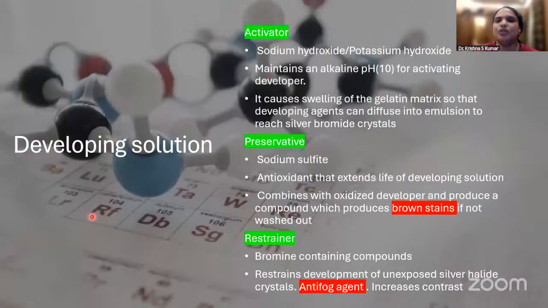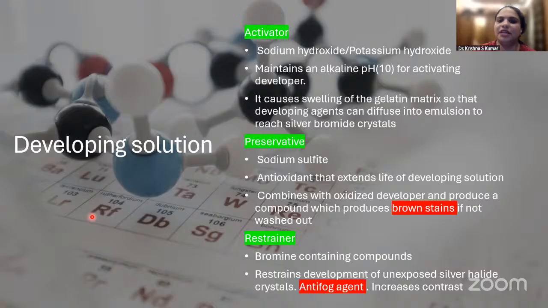So the developing solution is alkaline. Its alkaline pH is required for activation of the phenidone and hydroquinone, and it consists of sodium hydroxide and potassium hydroxide. It also causes the gelatin matrix, which contains the emulsion, to swell, and that will facilitate the chemical reaction between the emulsion and the developing agent.